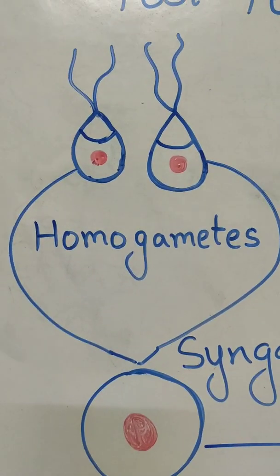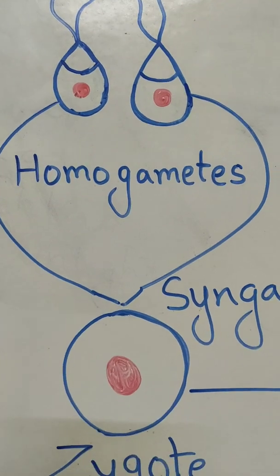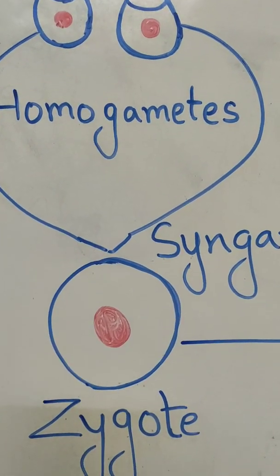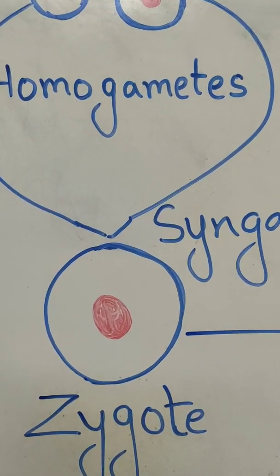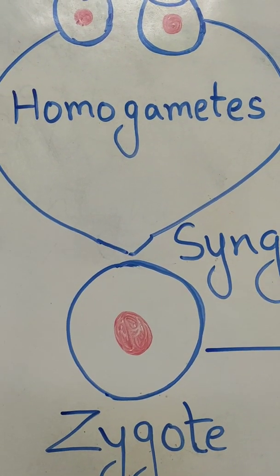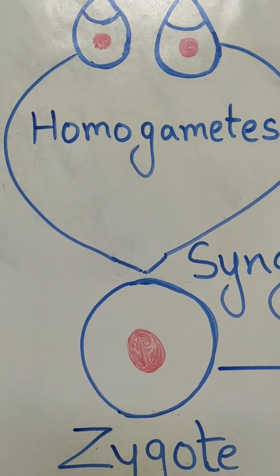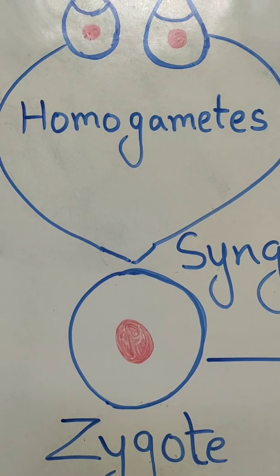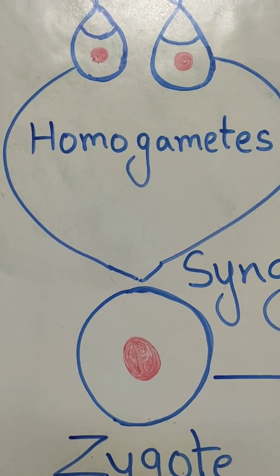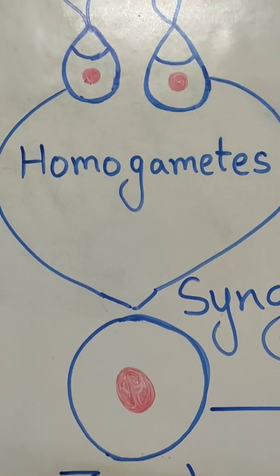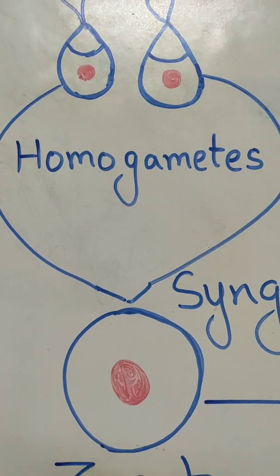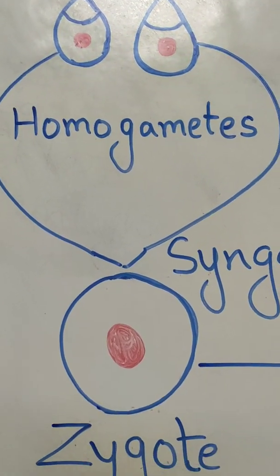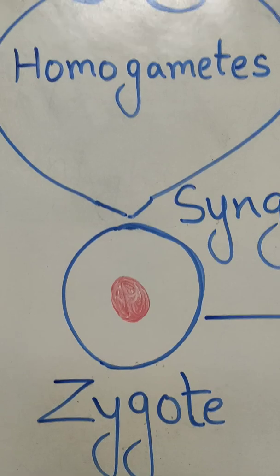So when it is the same gametes, isogamous type of fertilization takes place in an organism. This is generally seen in lower groups of organisms, say for example algae. In case of algae, you might have heard about an alga called Chlamydomonas. In Chlamydomonas, we see this kind of isogametes or homogametes undergoing isogamy, resulting in the formation of a zygote.